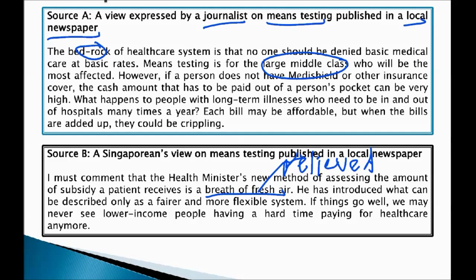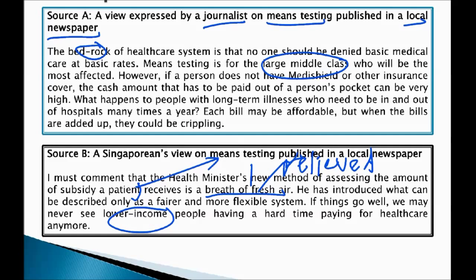So, the new method of assessing the amount of subsidy a patient receives is therefore means testing. Okay, so he is saying that it helps the poorer people become more relieved. He has introduced what can be described only as a fairer and more flexible system. If things go well, we may never see lower income people having a hard time paying for their healthcare anymore. This one is saying middle class, those who are not earning a lot. This one is also saying lower income, those who are not earning a lot.